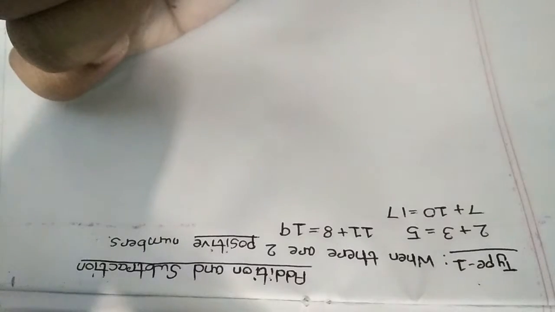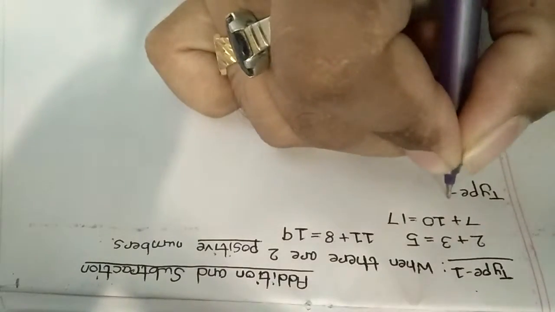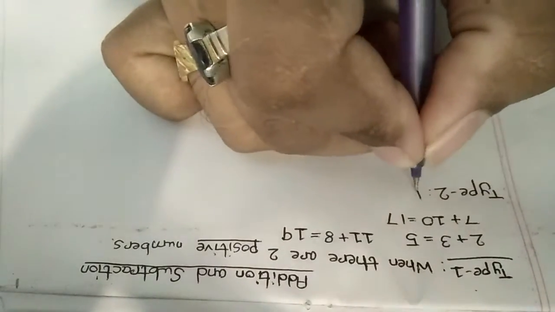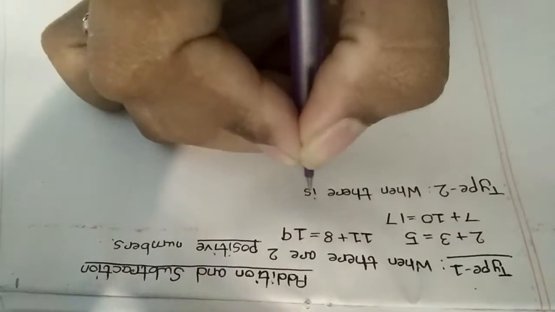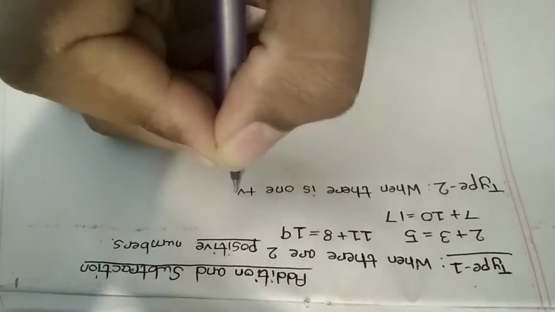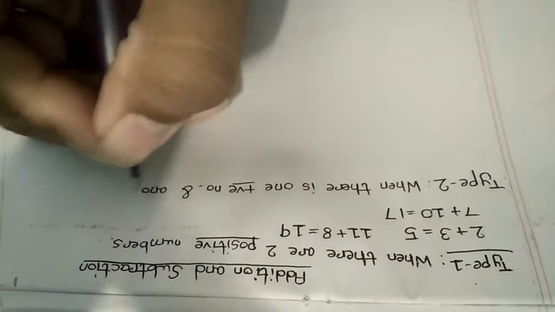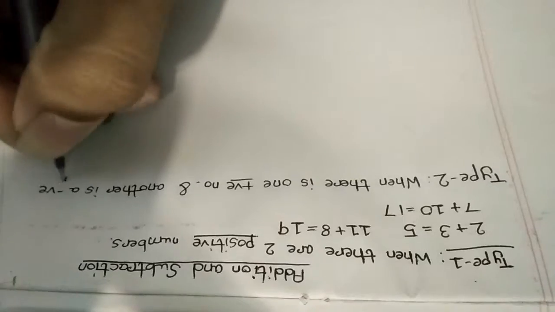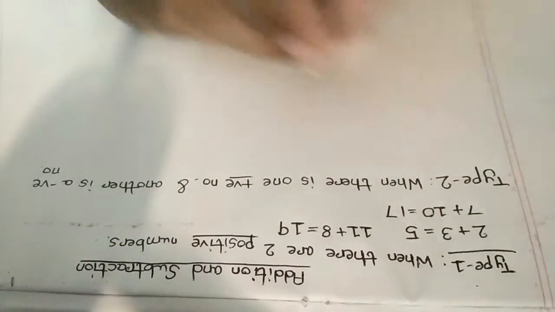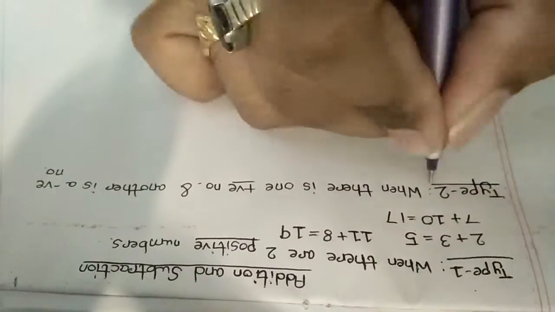11 plus 8, it's 19. Now, the problem arises whenever we deal with numbers in type 2. So let us write type 2. In type 2, we will write that when there is one positive number and another is a negative number. So how to deal with that? Let's see some examples.